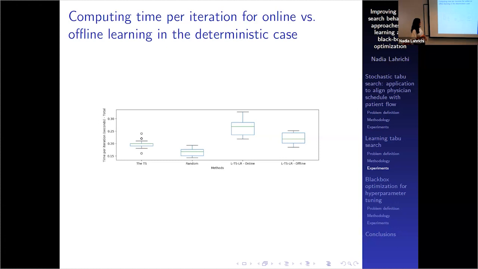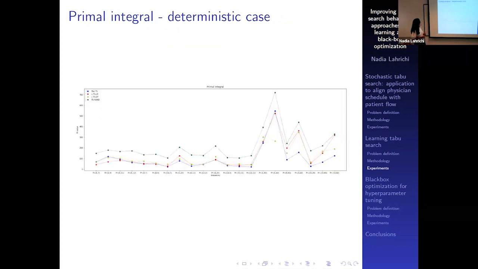And this is what we show here. If you look at each iteration in seconds, the normal taboo search takes, I don't know, 20 seconds on average, and we take about 27 seconds on average. So this is the online. And the offline is a little bit smaller because obviously you have done some learning before, so you don't need to do that. But then what we really use is the primal integral.